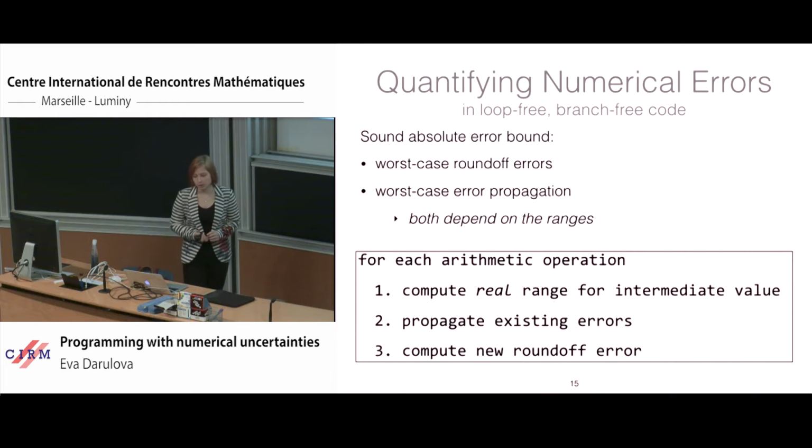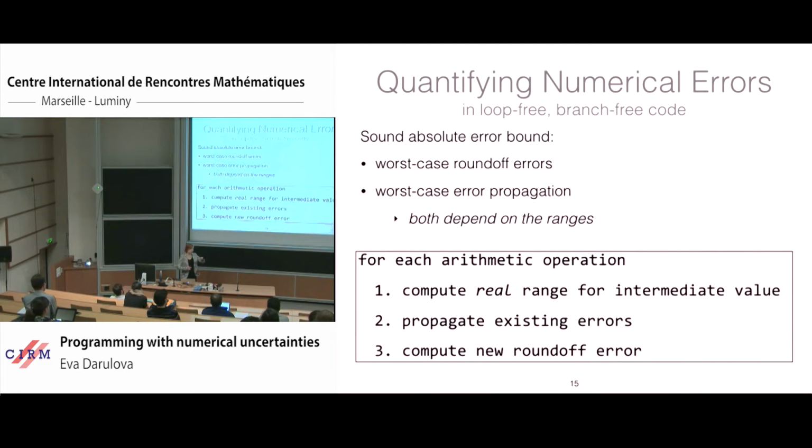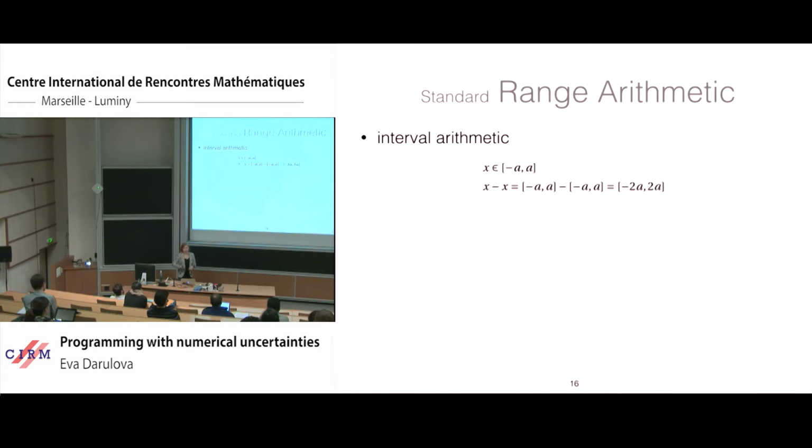So our technique is essentially abstract interpretation. For each arithmetic operation, we'll first compute the real valued range. Then based on this, we can propagate existing errors. And based on this, we can compute new round-off errors. And we just repeat this for every operation. So this means we first need to get the ranges. And we want to get them as accurately as possible, because if the ranges are larger, the errors that we compute will be larger too.